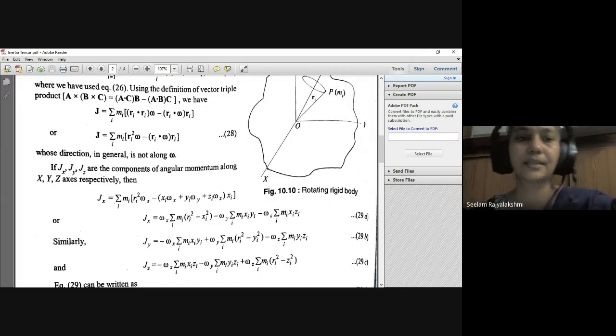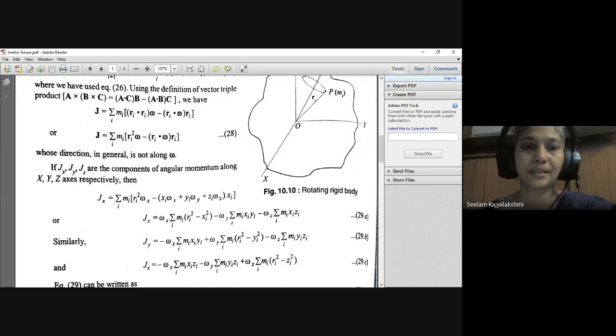Is it clear? Let us see. By multiplying this with xi and taking omega x common, we obtain Jx. So Jx is equal to omega x sigma i mi (r square minus xi square) minus omega y, taking common sigma i mi xi yi, minus omega z, taking common sigma i mi xi zi. So this is equation number 29a.